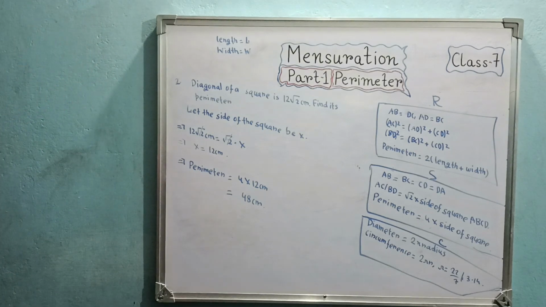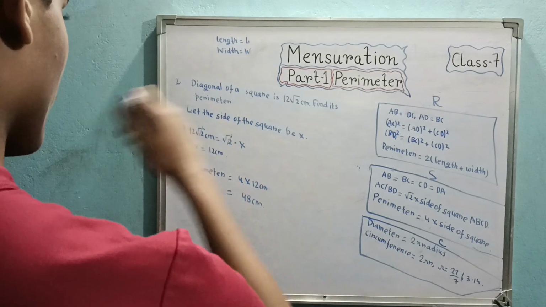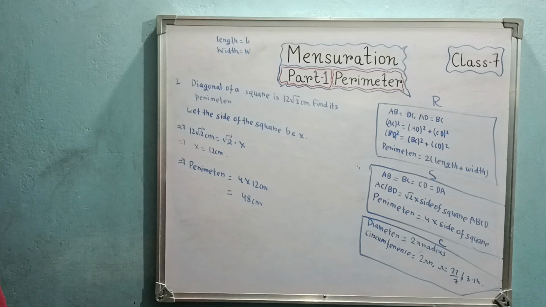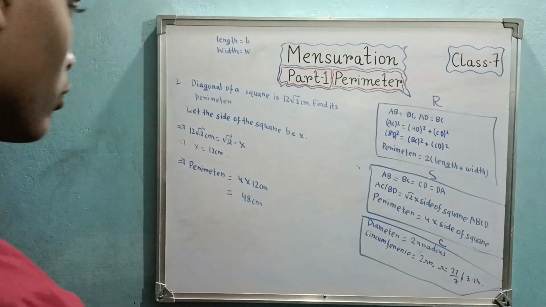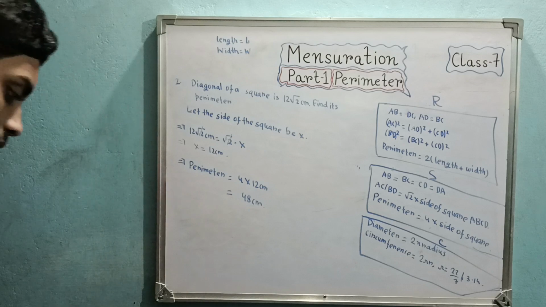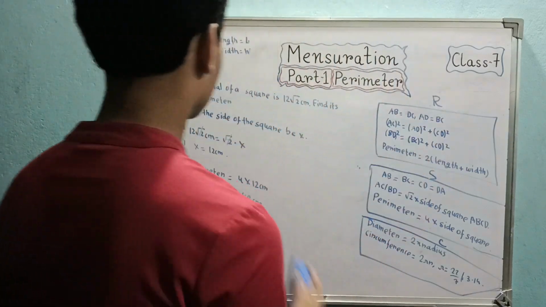So easy, very easy. Main part of the question, taking out the side from the diagonal using that equation, diagonal equal to root 2 into side of square. Take the side of square as x, use the equation to get the value as 12 centimeter. Perimeter 4 into 12, 48. So easy. Let's proceed.